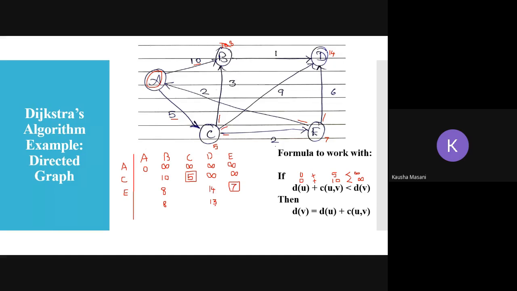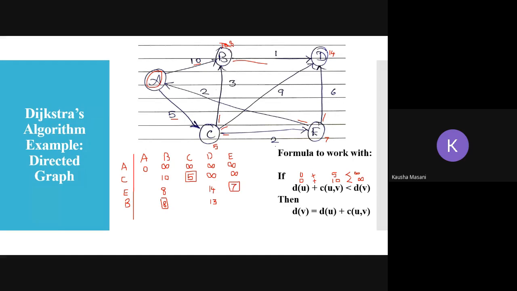Now go and consider which is the shortest path. I mean the vertex having the shortest path, B, because it is having value 8. So here you are going to write B. Now go and check from B. From B you have only one edge that is going to D.